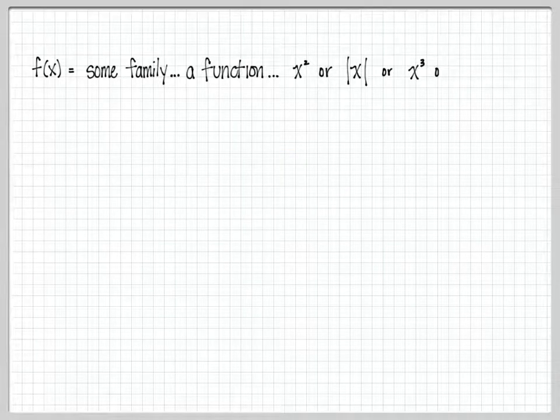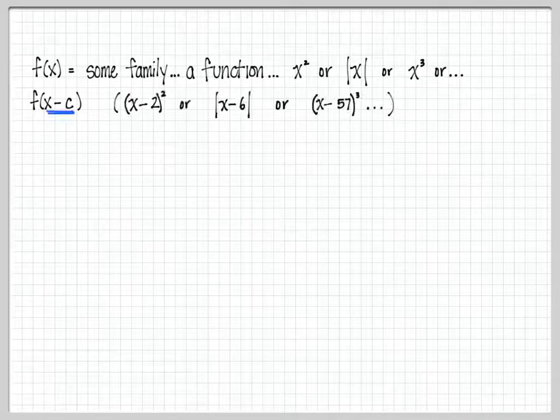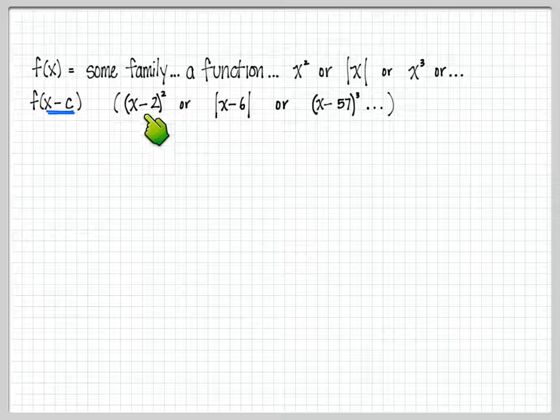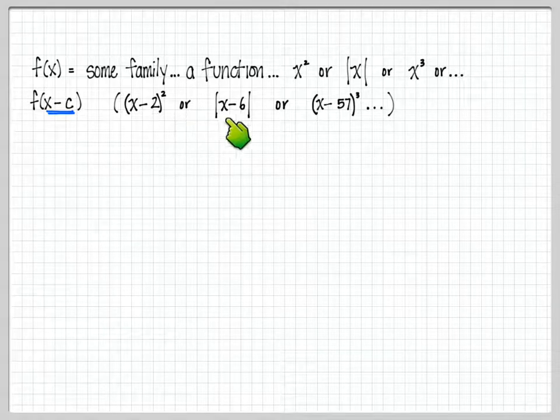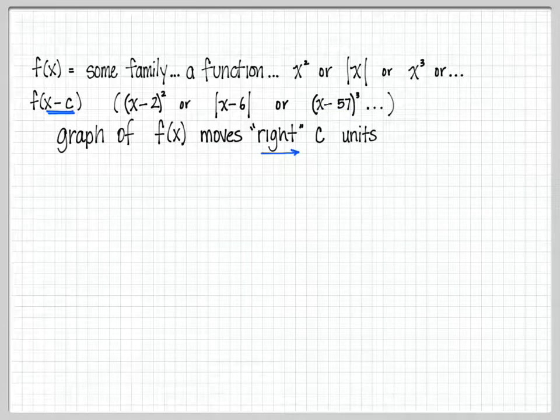For this next translation, we're going to subtract from the input. So it's very important that we're noticing this time we're subtracting from that input. So we would have something like x minus 2 quantity squared, the absolute value of x minus 6, x minus 57 cubed. We're subtracting from the input. And this is going to make the graph of the function move to the right c units.